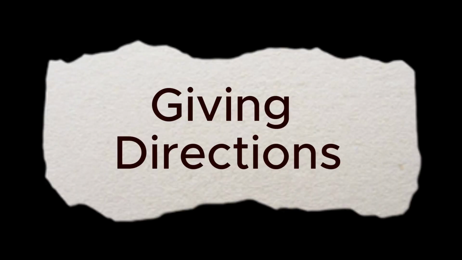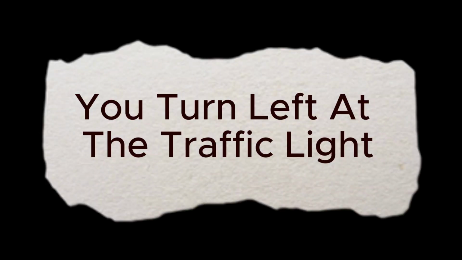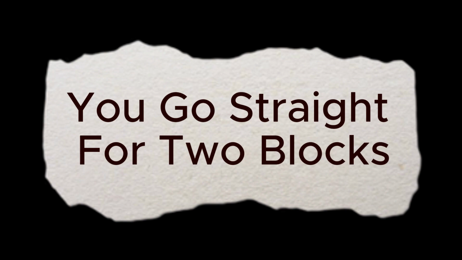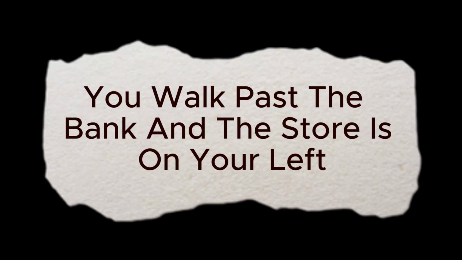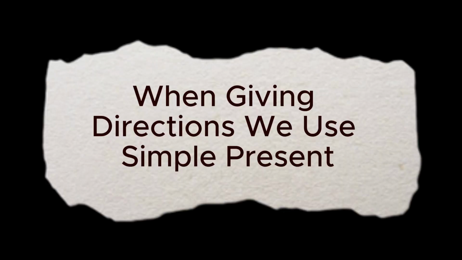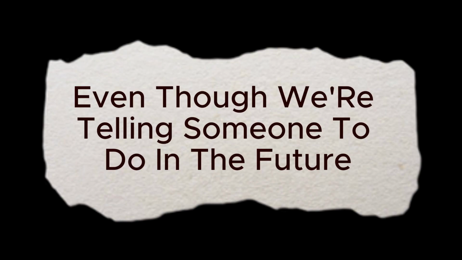Giving directions. Examples: You turn left at the traffic light. You go straight for 2 blocks. You take the second right. You walk past the bank, and the store is on your left. When giving directions, we use simple present, even though we're telling someone what to do in the future.